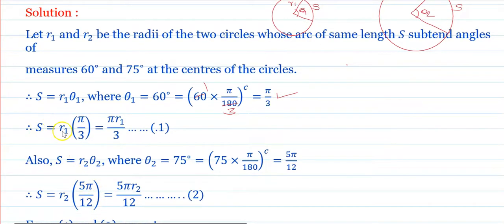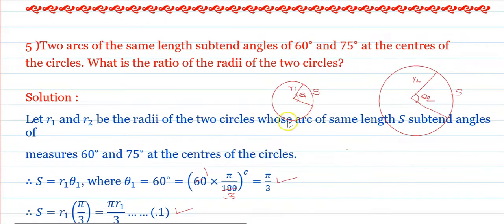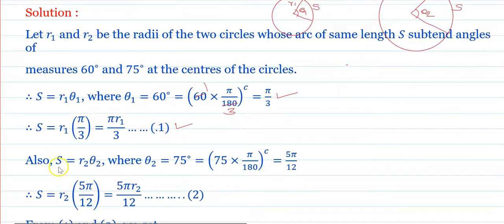Therefore, S is equal to r1 into pi by 3, that is pi into r1 upon 3. This is the length of first arc. Next is S is equal to r2 theta 2. Theta 2 is 75. Convert to the radian, 75 into pi upon 180, and hence it is 5 pi by 12. Therefore, S is equal to 5 pi r2 upon 12. This is the second. But these two lengths are same.